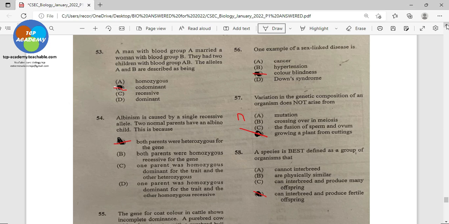All right, here we go. 56 is an old question. The answer there is going to be C. 57 is a new question. Variation in genetic composition of an organism does not arise from growing a plant from cuttings. So there's no variation from cuttings, that is mitosis, asexual reproduction. All right, so we continue by looking at 58. 58 is an old question. The answer there is going to be D.